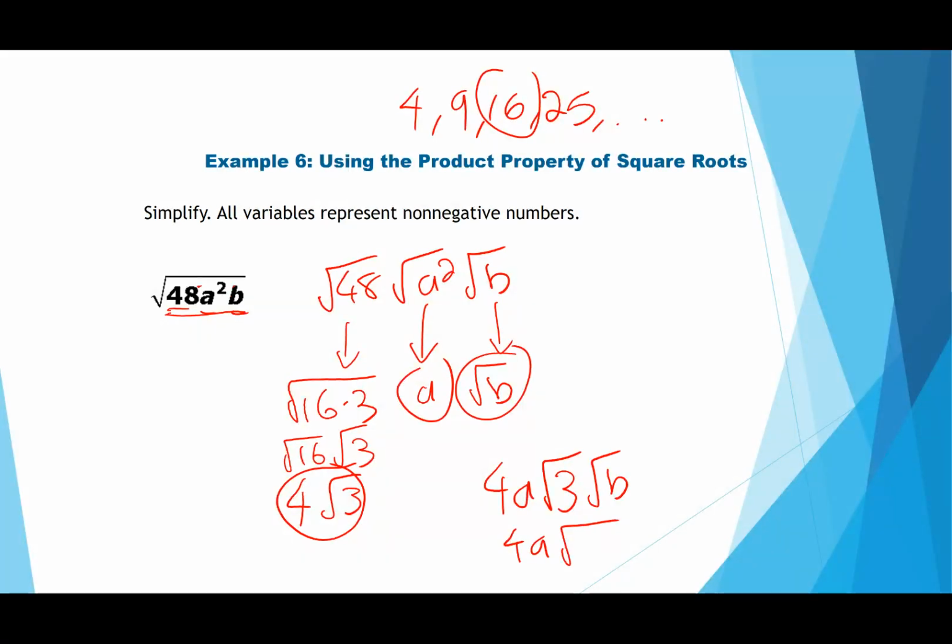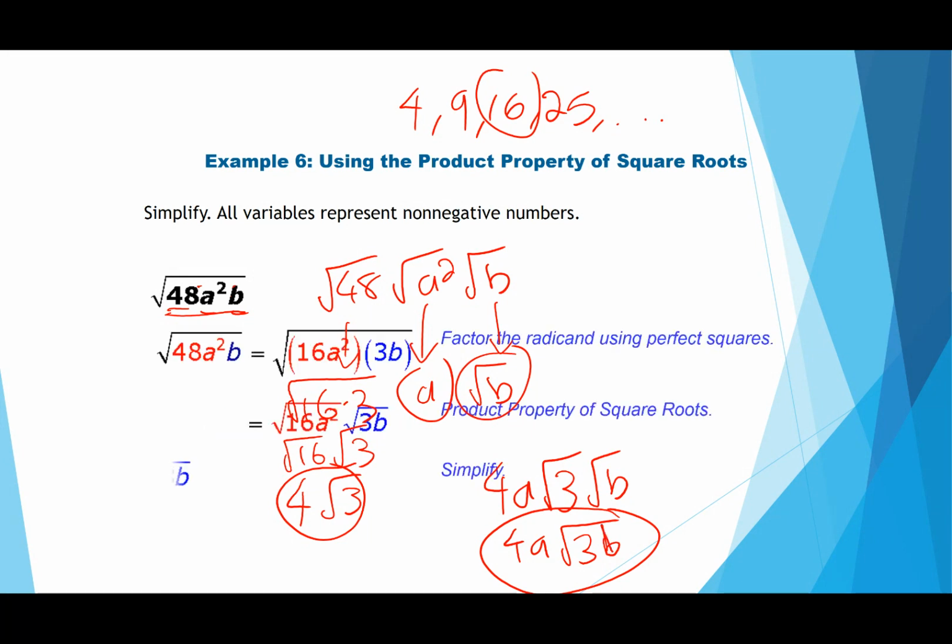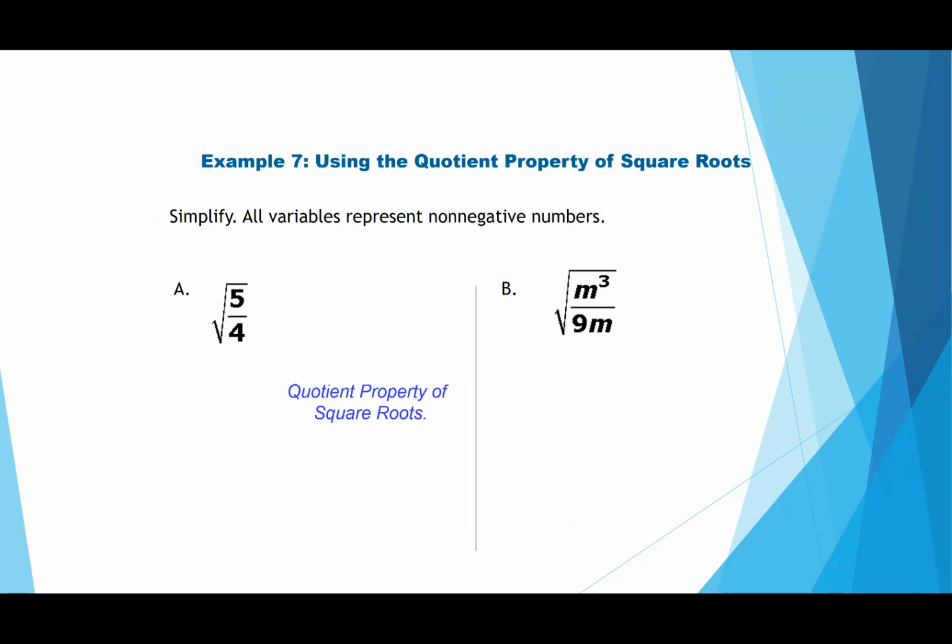So we can write this, instead of writing square root of 3 and square root of b, we can just write square root of 3b and leave it like that. Okay, so that is simplifying radicals, basically. If there's a couple examples, I'll rush through them kind of quickly.